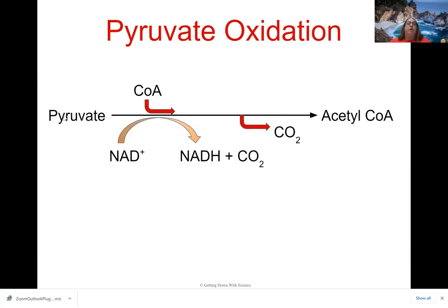So let's look real quick. Okay, so here's our pyruvate. Here's our CoA. So we're going to make NADH and carbon dioxide from this process of changing pyruvate into acetyl-CoA. And since we had 2 pyruvates to start with, we end up with 2 NADHs and 2 CO2s.